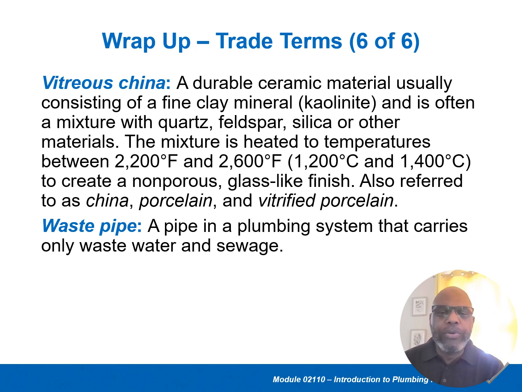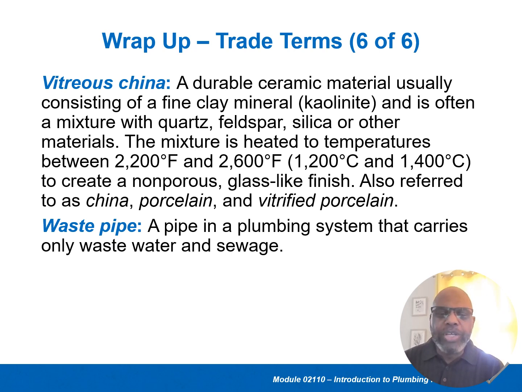Vitreous china is a durable ceramic material, usually consisting of fine clay materials, and it is often a mixture of quartz, feldspar, silica, and other materials. The mixture is heated to a temperature of between 2,200 degrees to 2,600 degrees. Basically, it's porcelain. It's actually like making a vase, and they heat it to bond all the materials together.